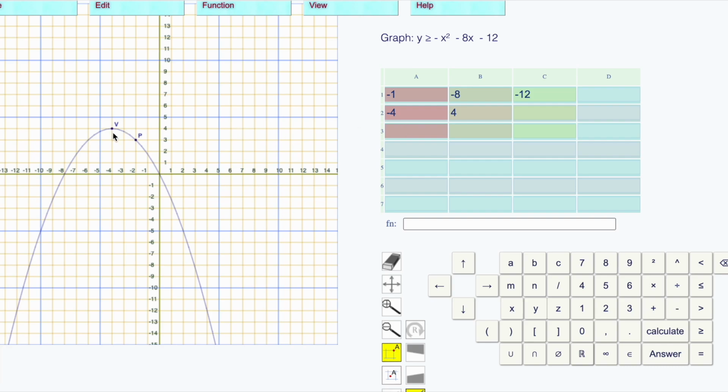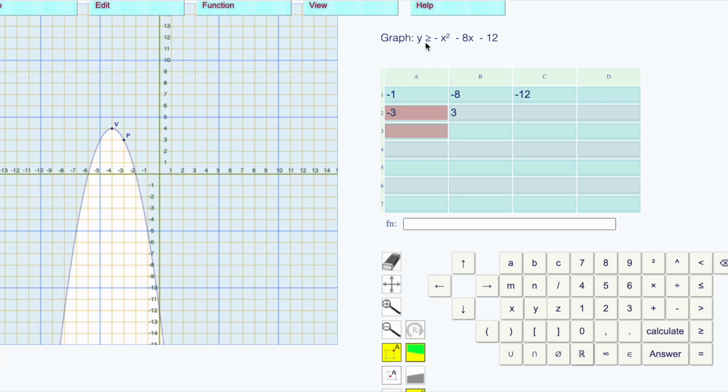I'm going to try negative 3, then negative 2, negative 1 to see what my y value will be at those points. So negative 3, that gives me 3. Okay, so negative 3 works. That is my parabola. We're talking about an inequality. Y is greater than or equal to that. I'm shading above the parabola. It's greater than or equal to, so it's a solid parabola. And this is my inequality. And I press answer to see if I'm right.